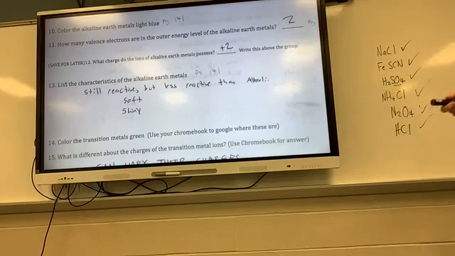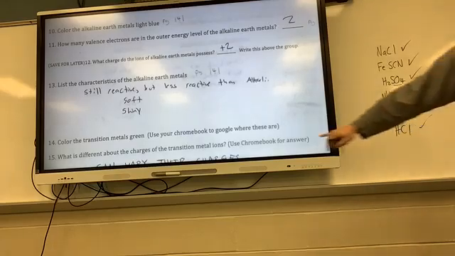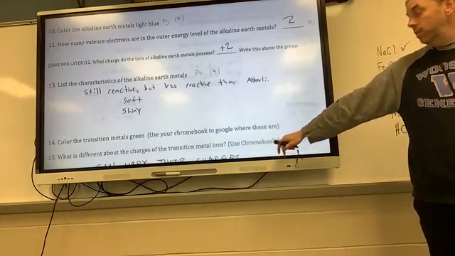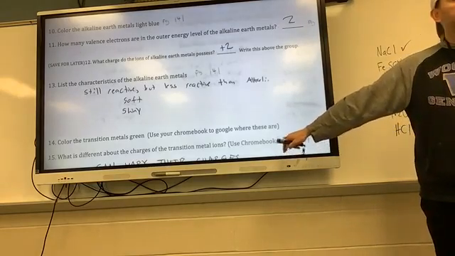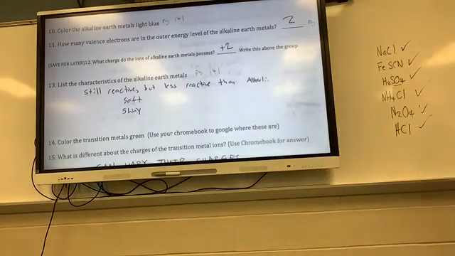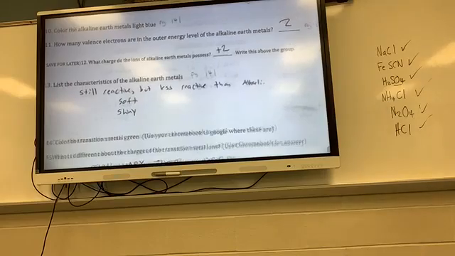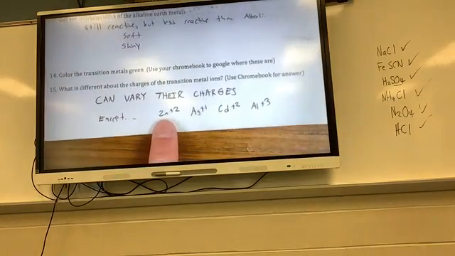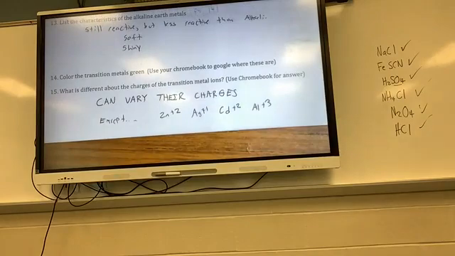Then you colored this middle block green. Yes? Yes. You colored this block green. What is different about the charges of transition metal ions? What'd you guys get for that question? Said you had to use your Chromebook. Yes, Hunter's right. They can vary their charges. Their charges are not always the same.